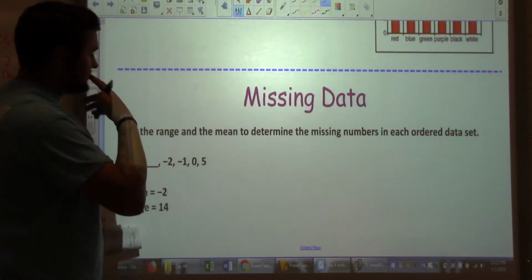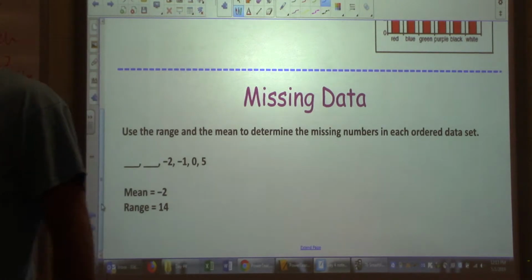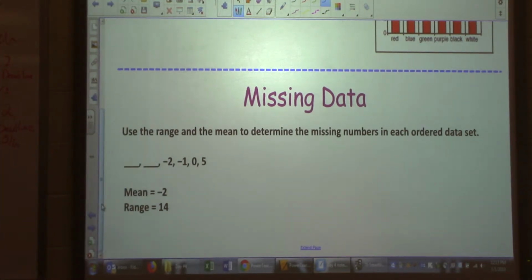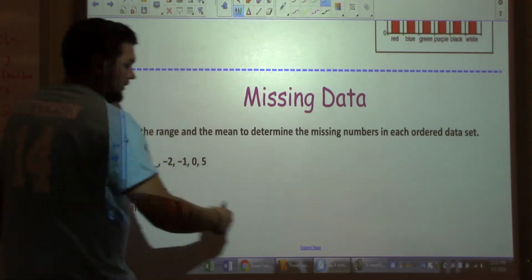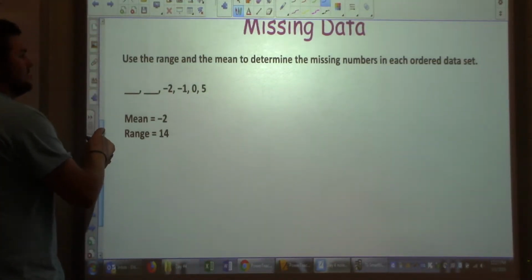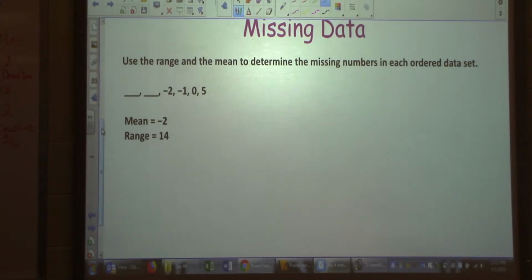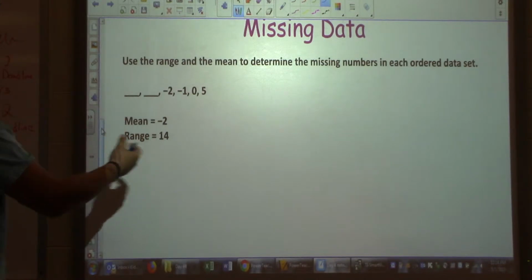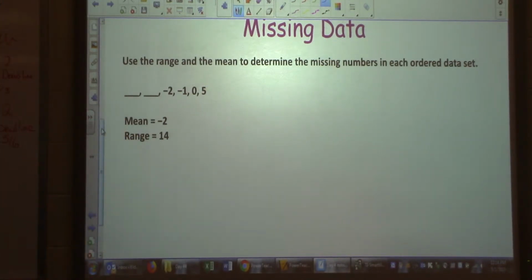Missing data. So we've done missing data with the mean before, right? Where we add them all up and we add x on the end, solve for x. Now we're missing 2 pieces. What will happen with this is you will always need at least the biggest or the smallest number to do this. Okay? We are missing the range and the mean. So use the range and the mean to determine the missing numbers in each ordered data set. Well, I know the mean is -2. I know the range is 14. How can I find my numbers that I'm missing?